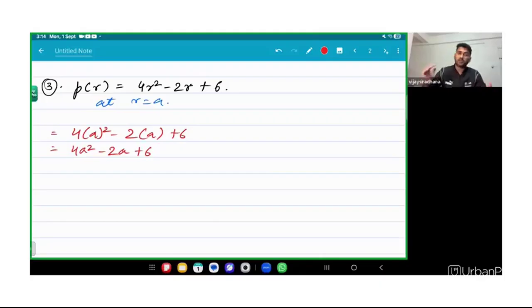Now students, let's see the zero of polynomial. If you got this topic, which is value of polynomial, now coming to the zero of polynomial.